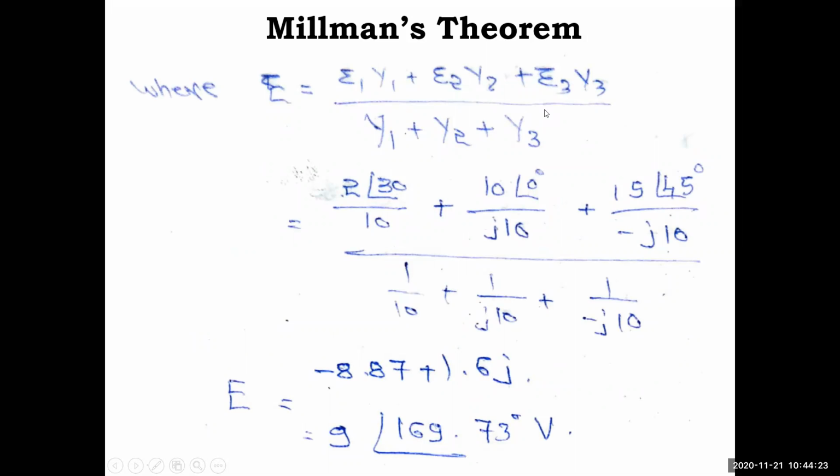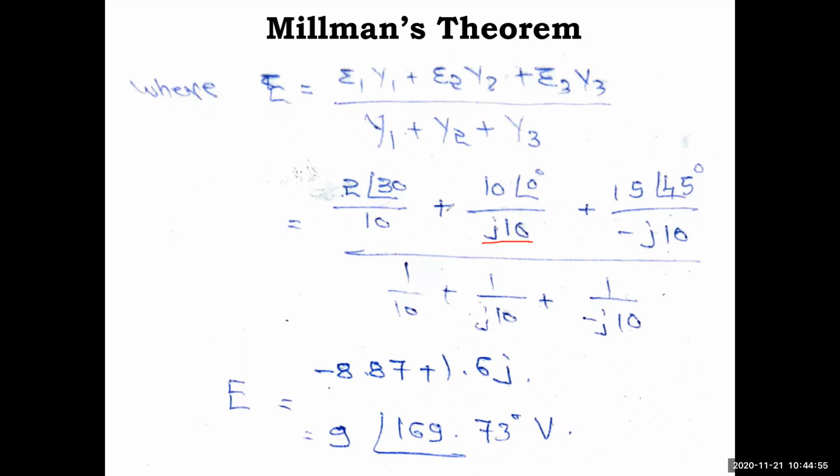The formula is again E1 Y1 plus E2 Y2 plus E3 Y3 divided by Y1 plus Y2 plus Y3. Enter the values, all are plus, no need to bother here. 2 at an angle 30 by 10, 10 at an angle 0 degrees by J10, plus 15 at an angle 45 degrees by minus J10. In a hurry, don't do this. You can divide 2 by 2 and 1 by 5 times, but 10 by 10 you don't do because the J term is there, so be careful here. Use the calculator itself here.